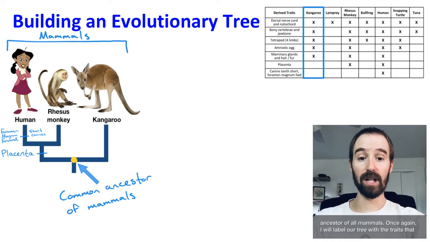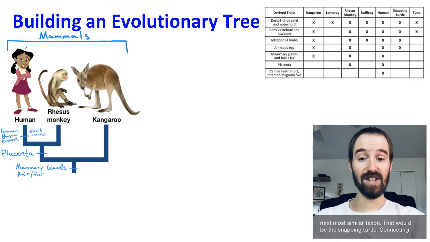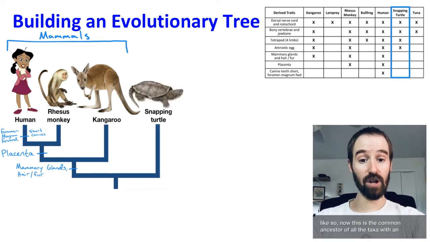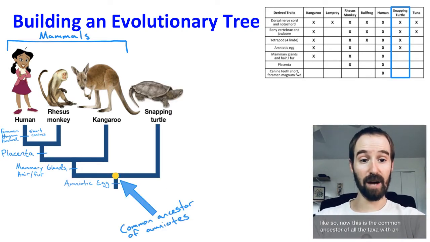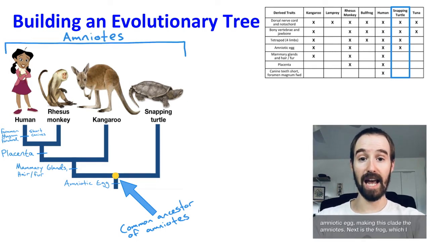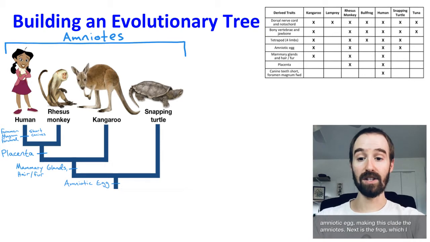Once again, I will label our tree with the traits that define the branches I have so far, then repeat this process again for our next most similar taxon. That would be the snapping turtle. Connecting like so. Now this is the common ancestor of all the taxa with an amniotic egg, making this clade the amniotes. Next is the frog, which I will connect like this.